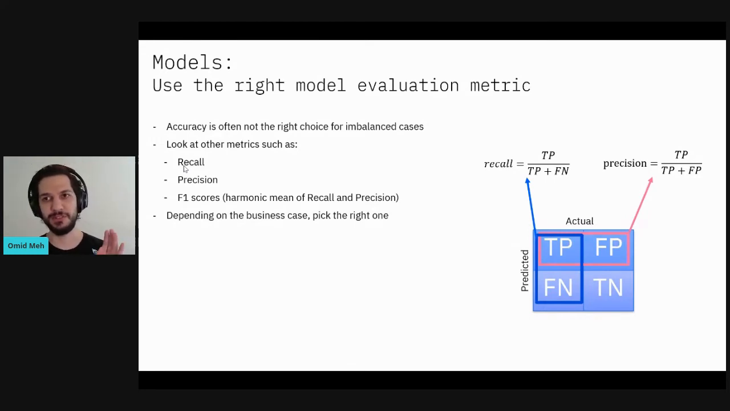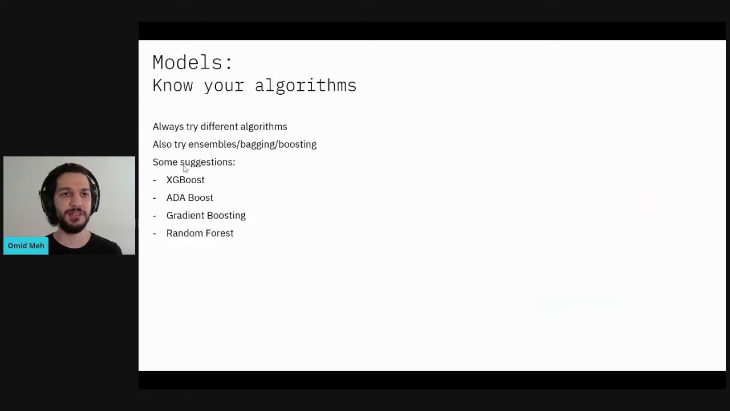And if you pick the wrong metric, you might not even see the problem that you're having with your imbalanced data set. Next thing is know your algorithms. Obviously, try lots of different algorithms, try ensembles, try bagging, try boosting. Some algorithms are more susceptible to skewing the data than the rest. Some suggestions that you could look into if you have imbalanced data sets.